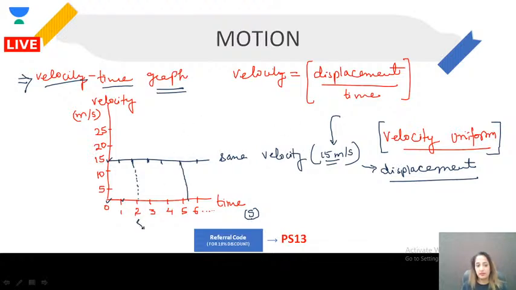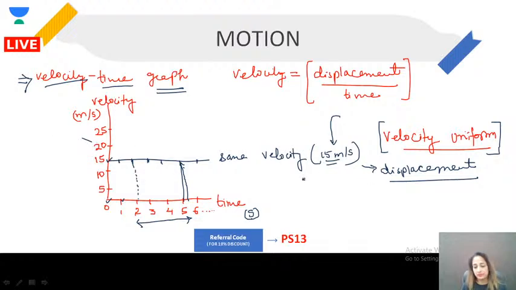Okay, between 2 to, let's say it is 5. Just excuse my drawing. What is, how far does the object go? If we want to calculate that very easily, we can do that from this velocity time graph if the object is moving with constant or uniform velocity. How do we do that?